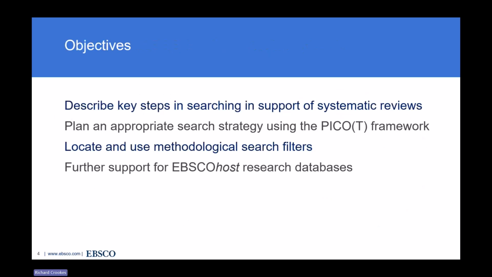In terms of the session itself, I hope that by the end of it, you'll be able to describe the key steps in searching in support of systematic reviews. That's our focus, as it were. You'll be able to plan an appropriate search strategy using the PICO or PICOS framework, depending on which elements you want to use of PICO. Locate and use methodological search filters. That will give you additional clues. You may do that ahead of time to find what's been done before, other systematic reviews, meta-analyses, etc., randomized control trials. And it may also give you more clues as to what terms you should be using when searching for the appropriate topic. And also, you'll be able to find further support for EBSCO's research databases.